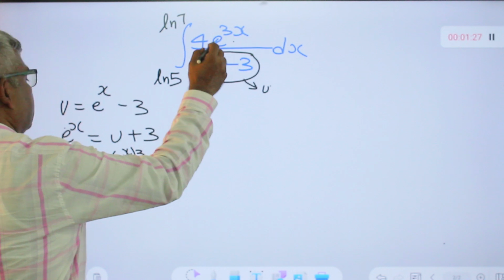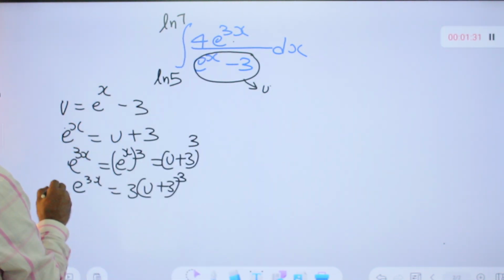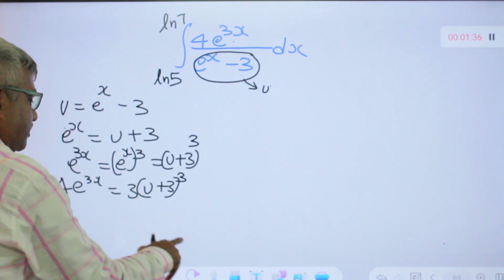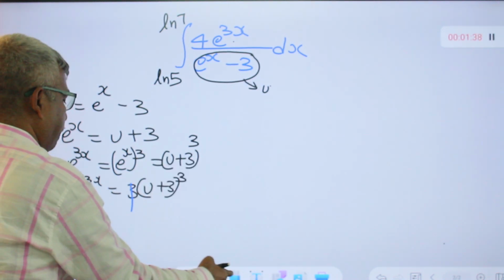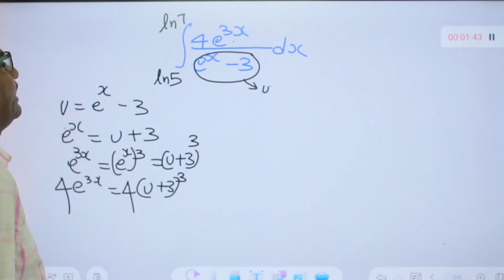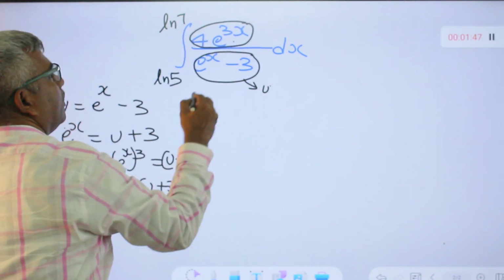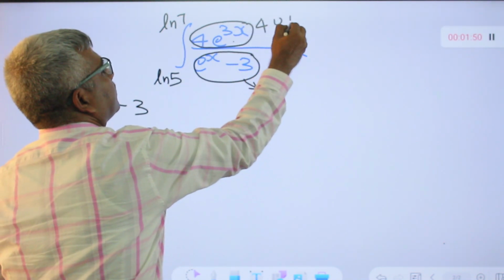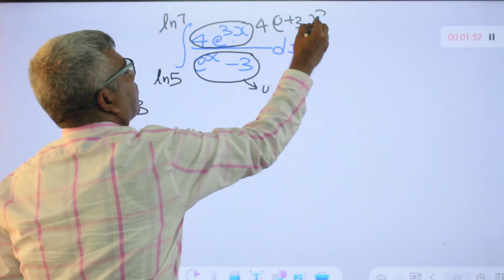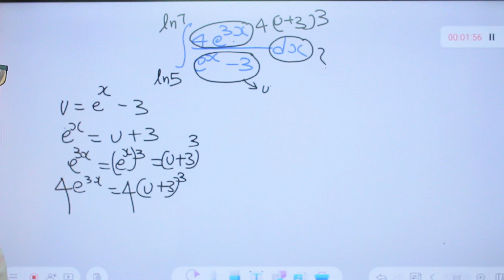Finished. 3, no, it is 4. So 4 e power 3x is 4 times u plus 3 whole cube. We finished. Now, next, this can be substituted with 4 times u plus 3 whole cube. Now, dx, how can we substitute?